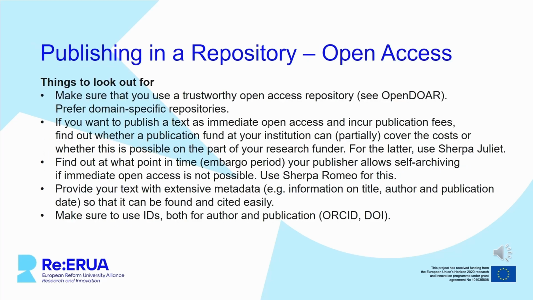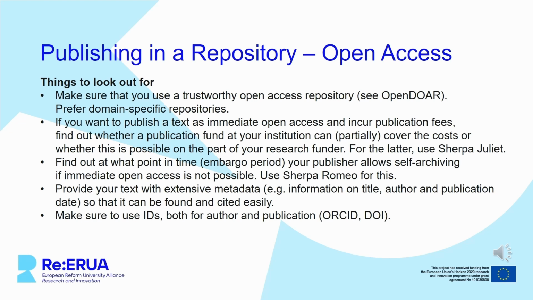To make it easier for you to publish via repositories, we have collected some criteria you should look out for when publishing. Let's start again with open access repositories. Make sure to use trustworthy repositories. Use OpenDOAR for this purpose. Domain-specific repositories are preferable, as they are better known in the community. If you want to publish a text directly open access and have to pay publication fees, find out if there is a publication fund at your institution that could, at least partially, reimburse you, or if this is possible on the part of the research funder.